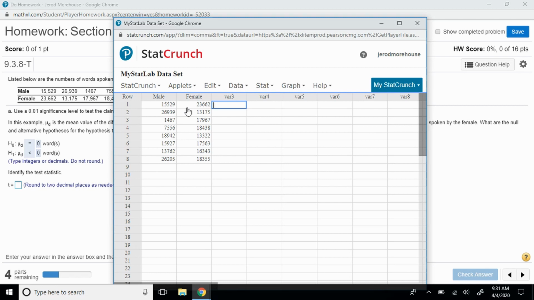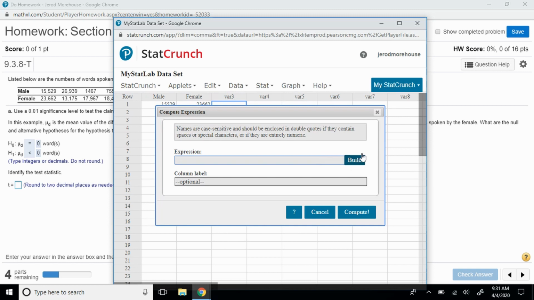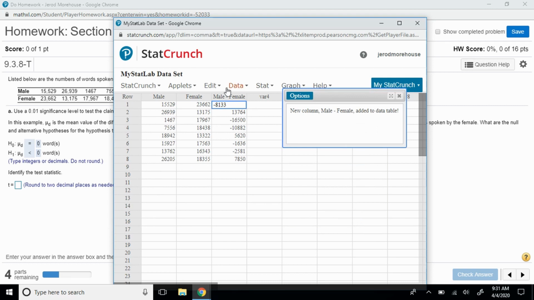Here's our two data sets, but we're not running the test on the two data sets. We're running it on the difference in the two data sets. So select the first cell in the var3 column here, hit Data, Compute Expression, and then I like to hit this Build button over here because it has some nice features. We can double click on male, and then I'll put male up here, minus, and we want to subtract the female, so I'm going to double click on female, hit OK, and Compute, and it fills in this column nicely with all of our differences.